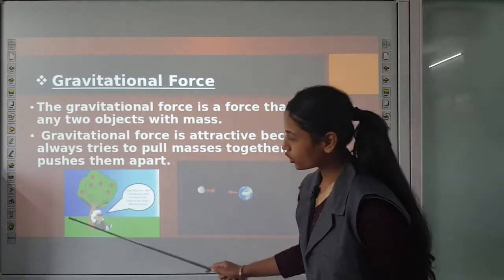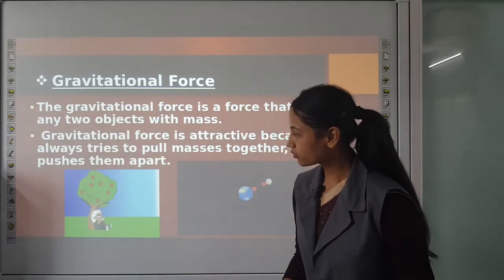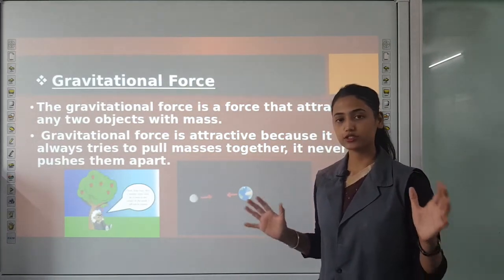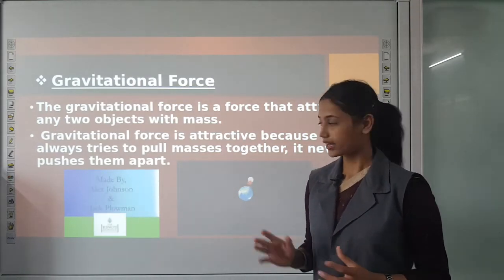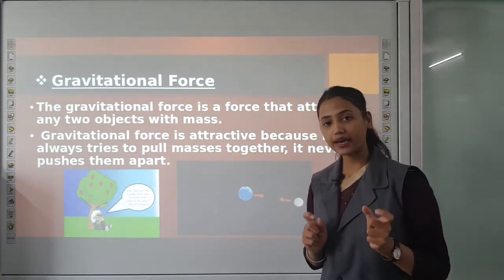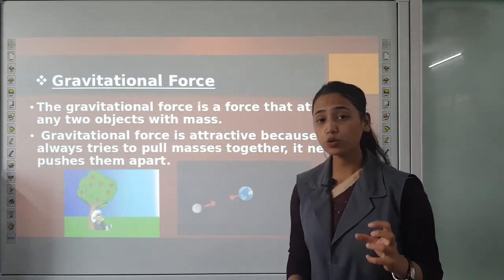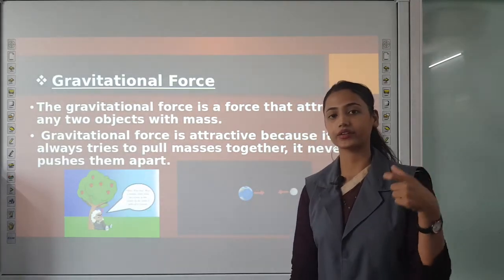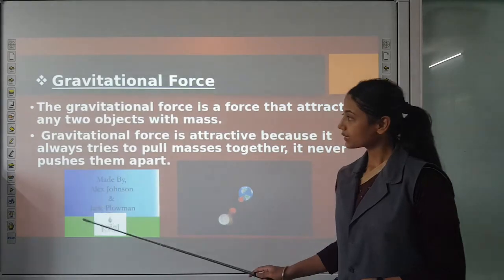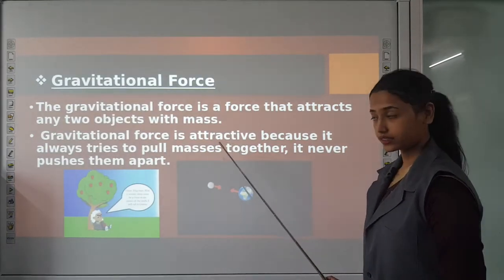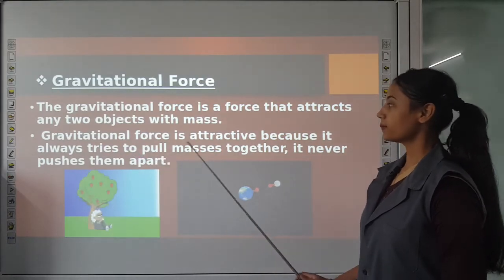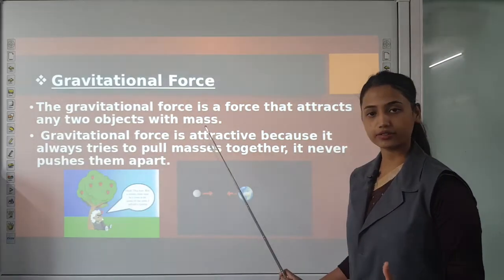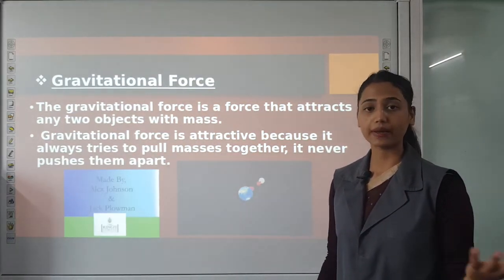You have seen this phenomena when an apple falls from the tree, it always comes to the earth's surface. Why is it so? Because earth has huge mass. An apple also has a mass, but compared to earth, it is negligible. So who has more power, earth or that apple? Obviously earth. That's why the apple is attracted towards the earth's surface. And gravitational force is always attractive because it always tries to pull masses together and it never pushes them apart. It is not repulsive, it cannot repel the object.